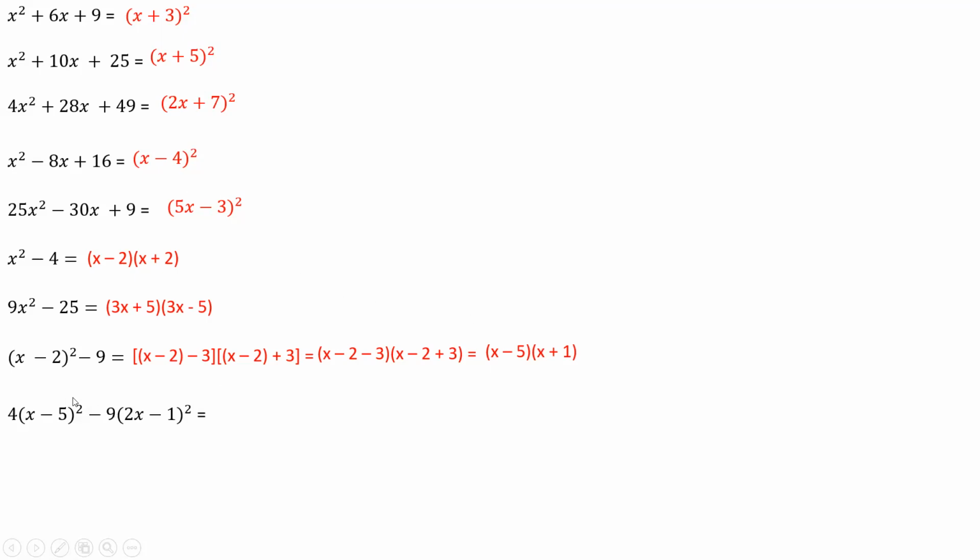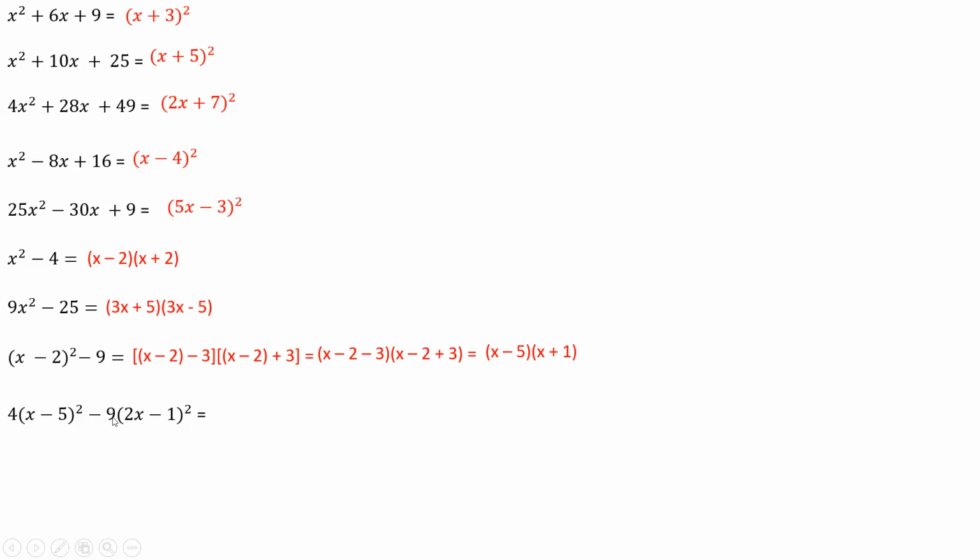The last one also, we have 2 terms. The first term is 4 into x minus 5, all of it squared, minus the second term 9 into 2x minus 1, all of it squared. Since we have 2 terms, no common factor between them, we solve it using remarkable identity 3, a squared minus b squared. a squared is 4 into x minus 5, all of it squared. So I get the root of 4 and the root of the binomial. So it is 2 into x minus 5.